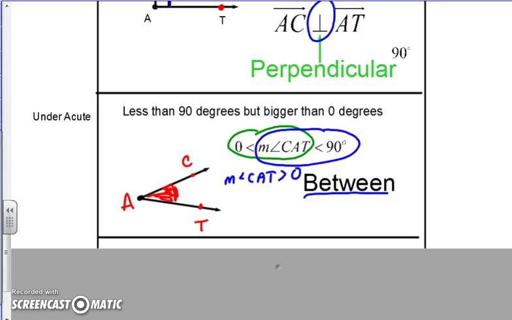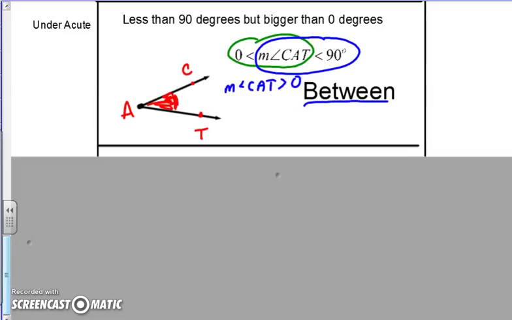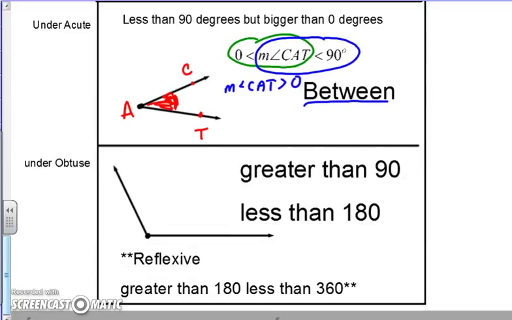And then the final one, for obtuse, is that they are greater than 90 but less than 180. And a reflex is what we were just talking about. And that's when it's greater than 180 but less than 360.